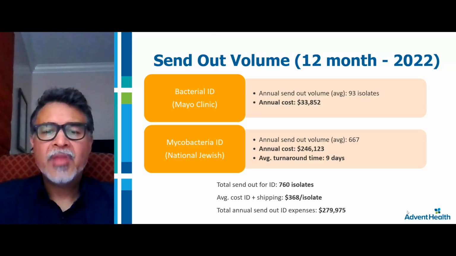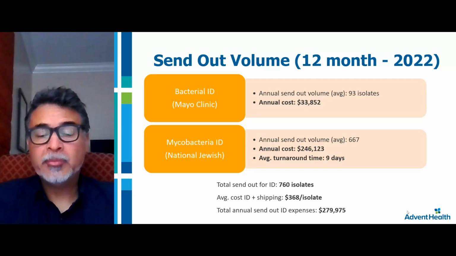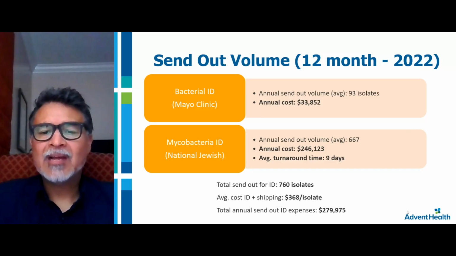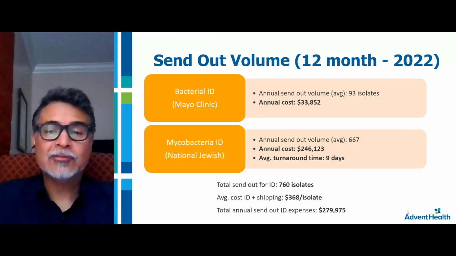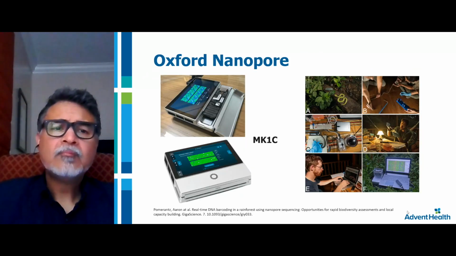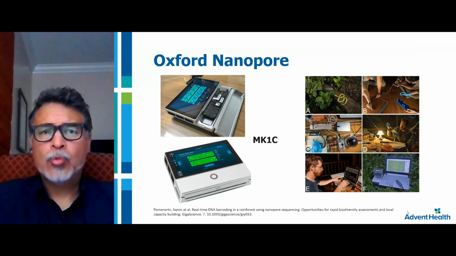So in total, for these 12 months in 2022, we sent out 760 isolates with an average cost of ID plus shipping of $368 per isolate, with a total annual send out of close to $280,000. So that was a significant operational cost for our laboratory. We started evaluating different approaches, and Oxford Nanopore was one of the main ones.